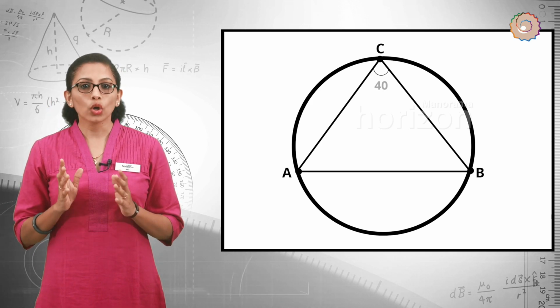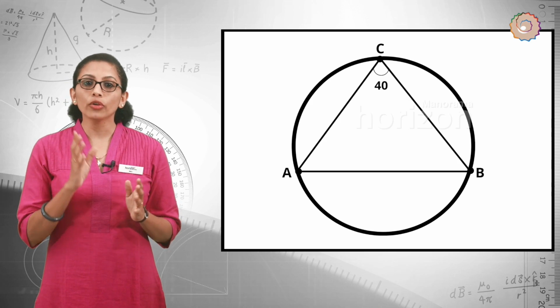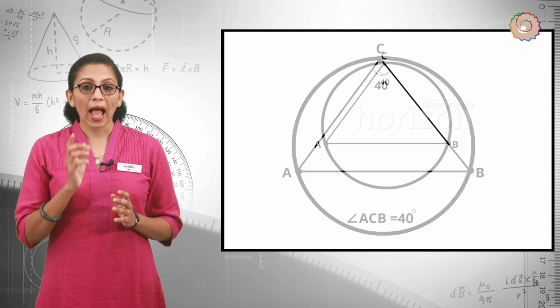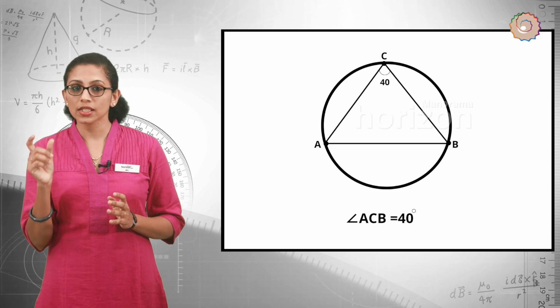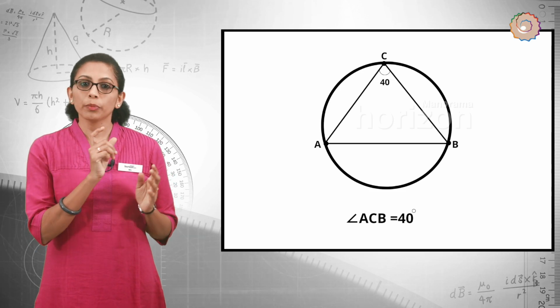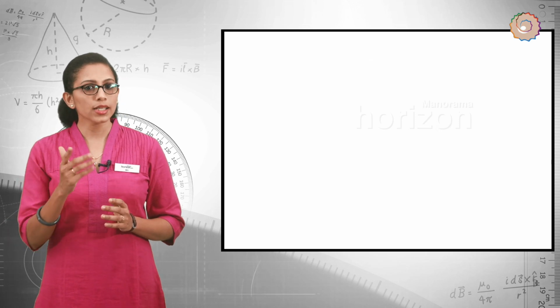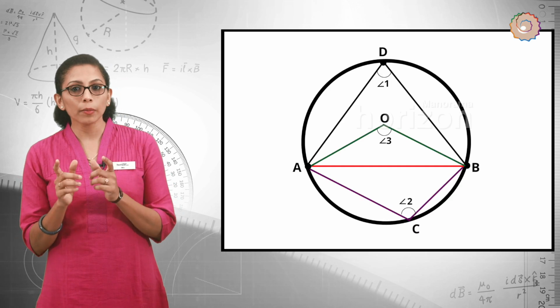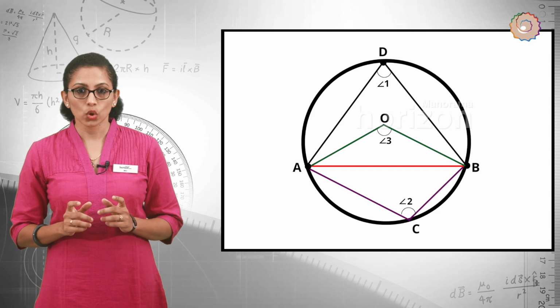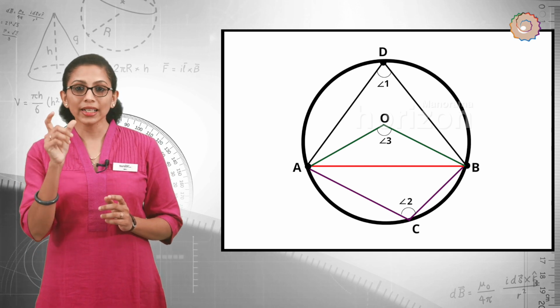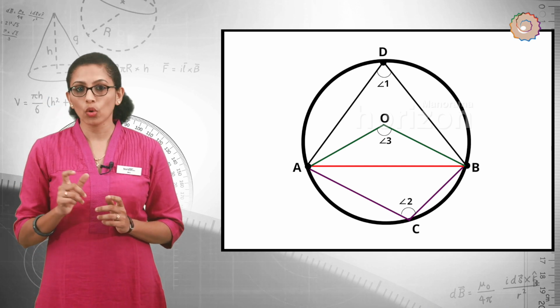For example, chord AB subtends an angle of 40 degrees at C. Angle ACB is called the angle subtended by the chord AB at C, which is 40 degrees. Let's see another example. Here chord AB subtends three angles. Which is the chord AB? The red line segment in the figure is the chord AB.